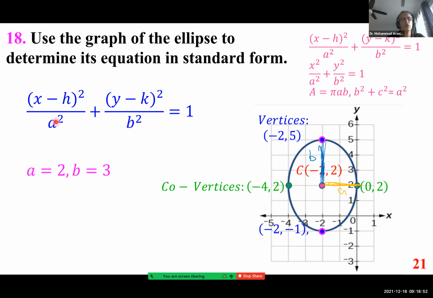So we're going to put it into this equation: x minus h quantity squared over A squared plus y minus k quantity squared over B squared. So x minus minus 2, that means x plus 2, over 2 squared, which is 4, plus y minus 2 quantity squared over B squared, which is 3 squared, equals 9. And that becomes 1. So this is how you arrive at the equation.